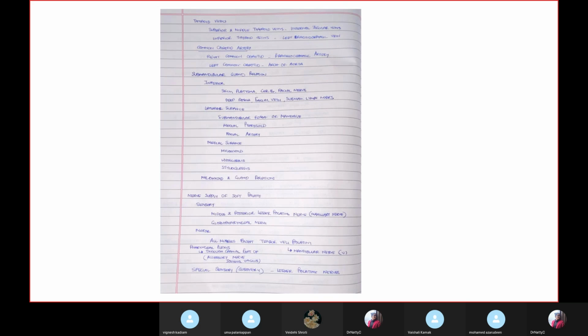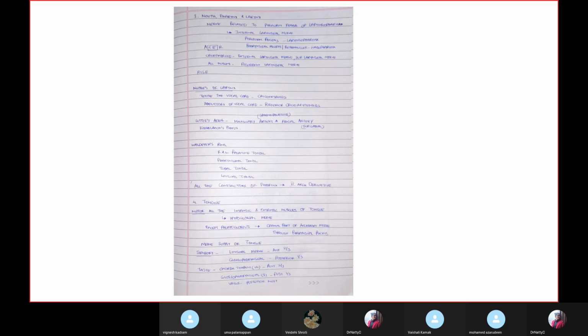Like how I have mentioned pharyngeal pouch derivative, pharyngeal arch derivative from the first arch, what are the structures, second arch, all those things, read the tabular column related to it. Then the tongue, all the intrinsic and extrinsic muscles of tongue, they are supplied by hypoglossal nerve, which is a 12th cranial nerve, except palatoglossus, which is supplied by the pharyngeal plexus.